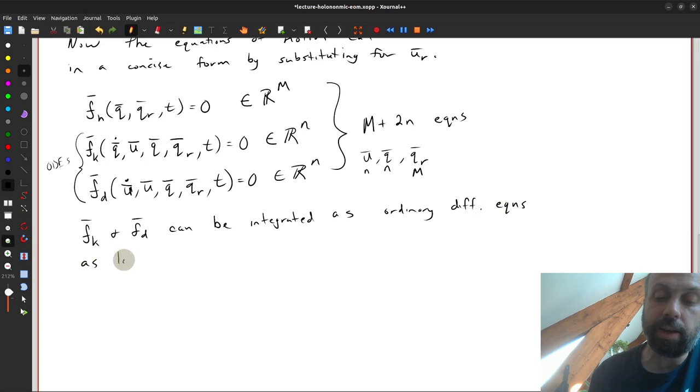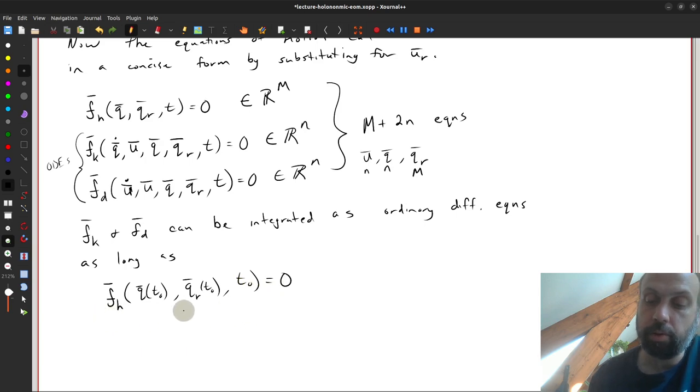As long as we provide initial conditions that satisfy the constraints. So that means that q at time zero, qr at time zero, and u at time zero must equal zero. So as long as the initial conditions are satisfied.